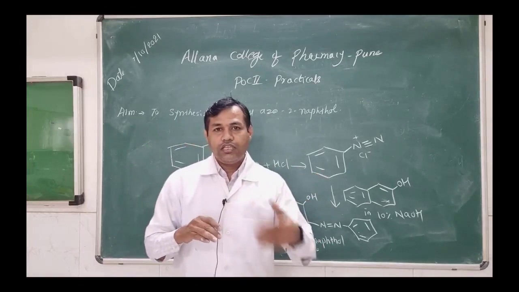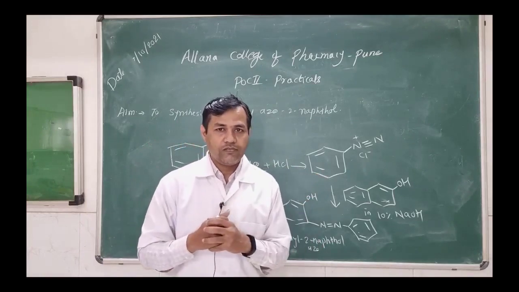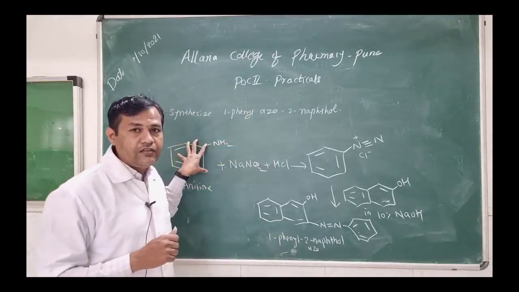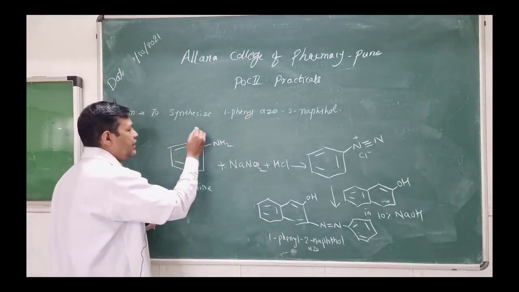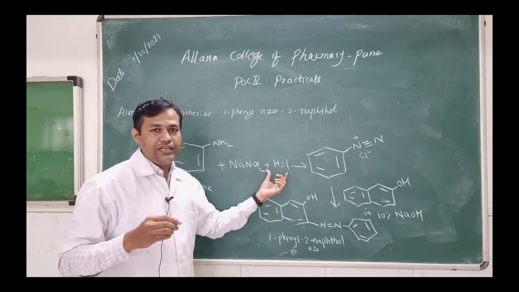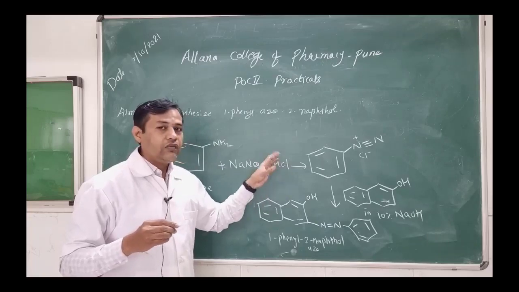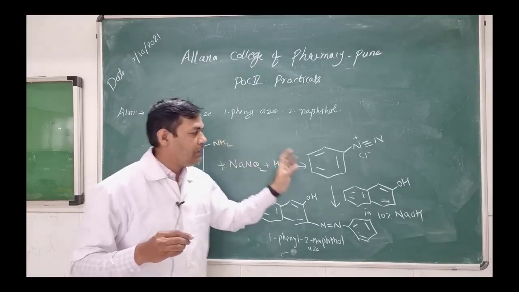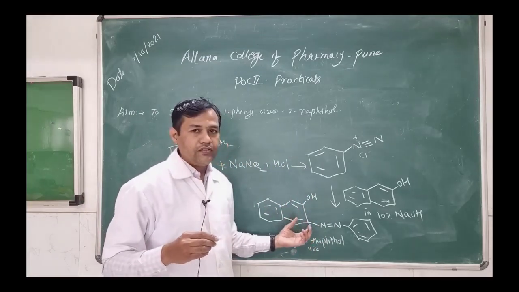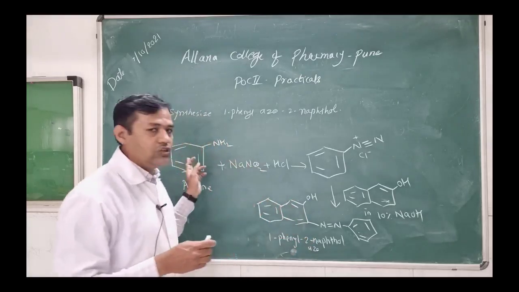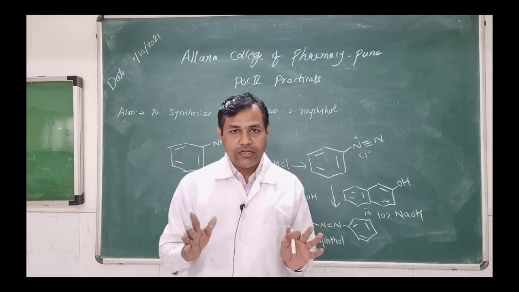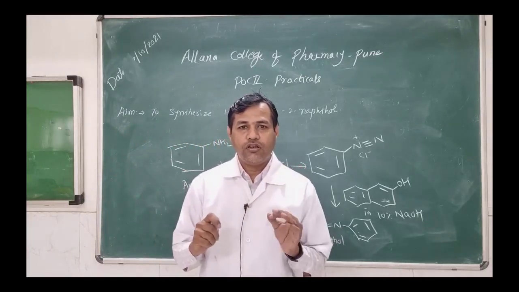Now the next part is the procedure of this reaction. For this reaction, we will be needing aniline, NaNO2, and the HCl solution. That is our first part of this synthesis. The second part is that we will prepare a solution of beta-naphthol in sodium hydroxide, and then we will add that diazonium salt solution to the beta-naphthol solution, so that we will get the final product. So let us see the procedure of this reaction.